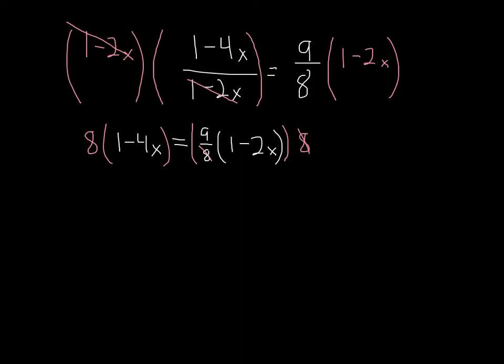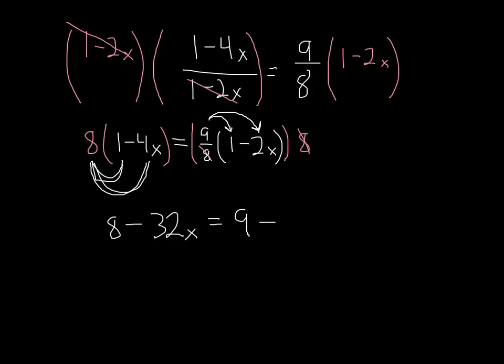Here I'm just getting rid of the fractions so I can start playing with the equation a little easier. I want to multiply this side by 8, so I need to distribute that 8 into both parts in the parentheses. So 8 times 1 is going to give me 8, minus 8 times 4x is going to give me 32x, and that's going to be equal to 9. And I'm going to go ahead and distribute this 9 in. 9 times 1 is 9, minus 9 times 2x, which is 18x.